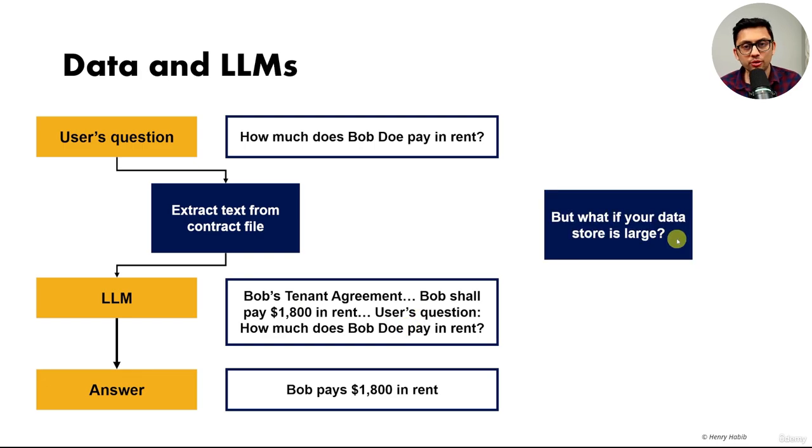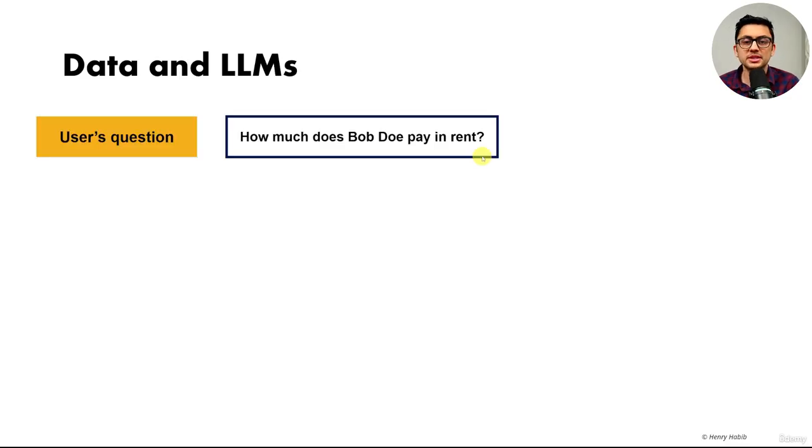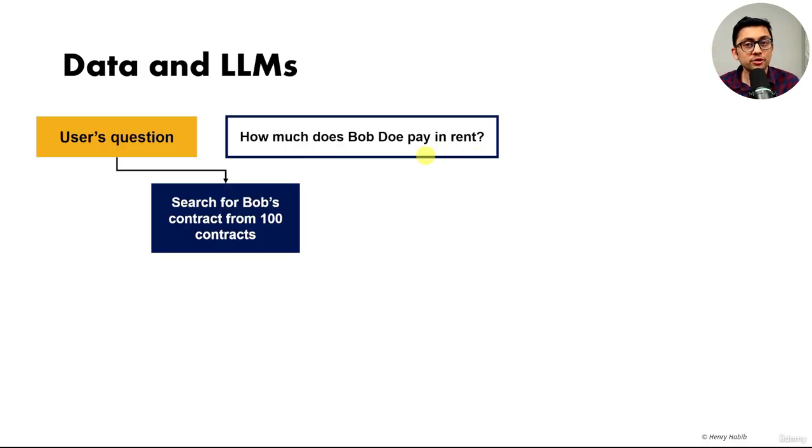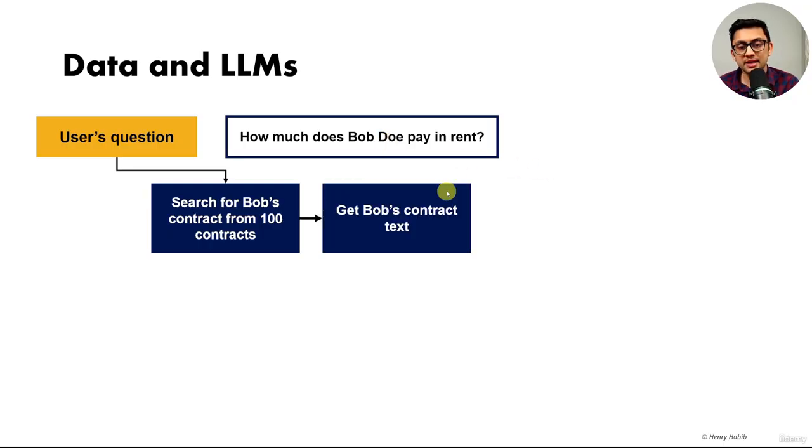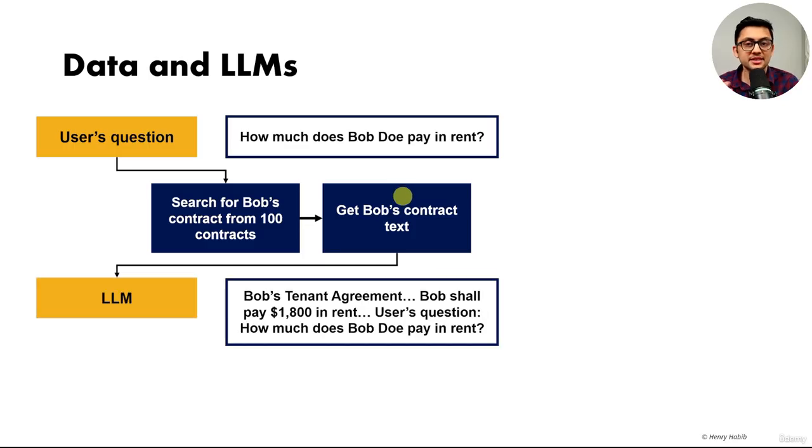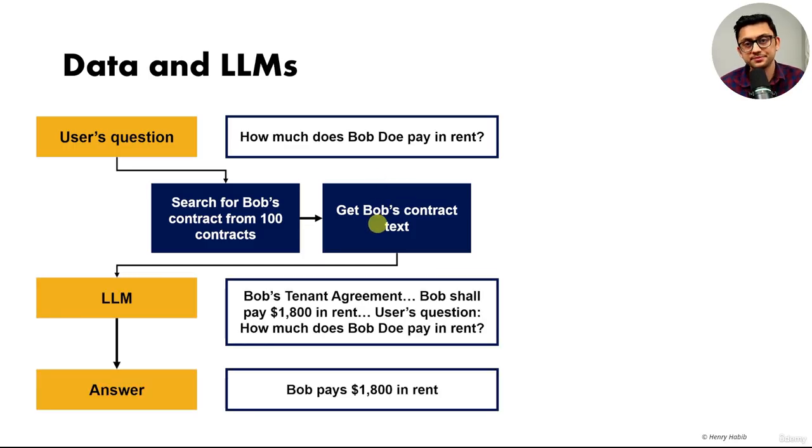But what if your data store is large? What if your set of knowledge bases is too large to fit into a large language model? You don't just have Bob Doe's contract, you have millions of other contracts. Okay? Well, that's a great question. So this is the process that you might want to follow instead. The user's question is, how much does Bob Doe pay in rent? So what you do first is you have a process that searches for Bob Doe's specific contract in a sea of millions of other contracts. And then you get his contract text, and then you do the same thing you did before. You pass it to the LLM and it comes up with the answer.